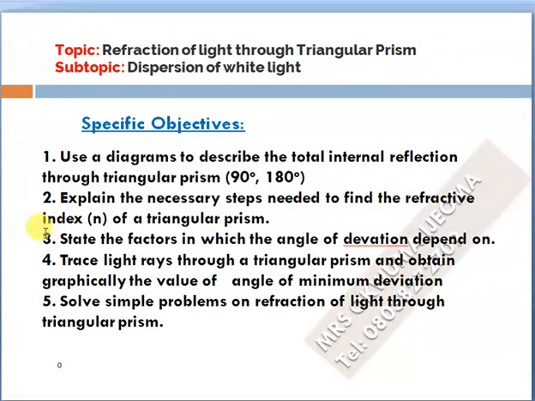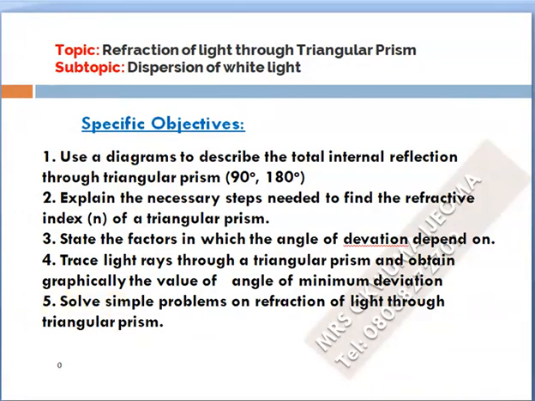Thirdly, you'll be able to state the factors on which the angle of deviation depends. Fourthly, you'll be able to trace light rays through a triangular prism and obtain graphically the value of the angle of minimum deviation. And finally, you'll be able to solve simple problems on refraction of light through a triangular prism.